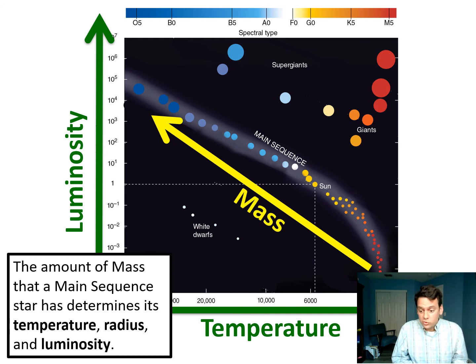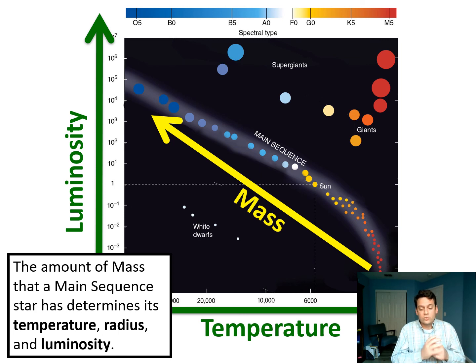And so, sort of the upshot of this observation that Hertzsprung and Russell made, and something that's going to drive a lot of our investigation over the weeks to come, is that almost everything about a star's properties are determined by its mass. So the amount of mass that a star has, when the star's on the main sequence, it determines its temperature, it determines its radius, and it determines its luminosity.